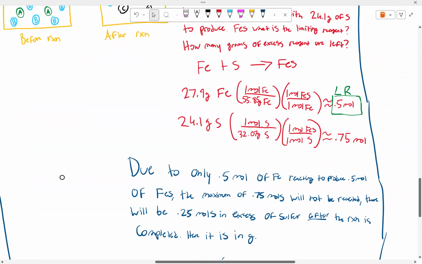So 27.9 grams of iron. I just looked up what it is on the periodic table. And remember, the molar mass is what is on the periodic table. So 1 mole.